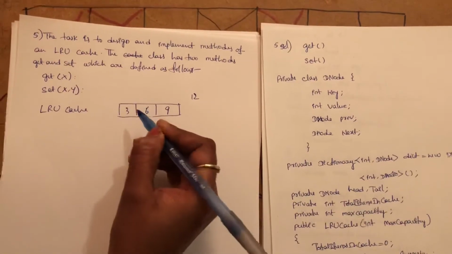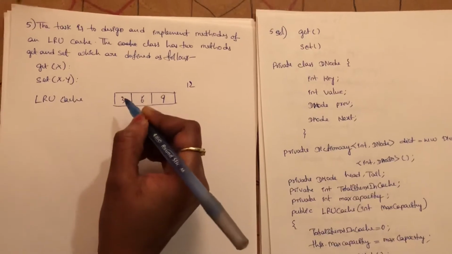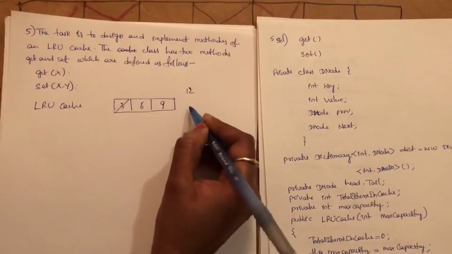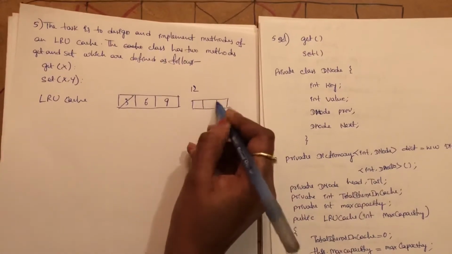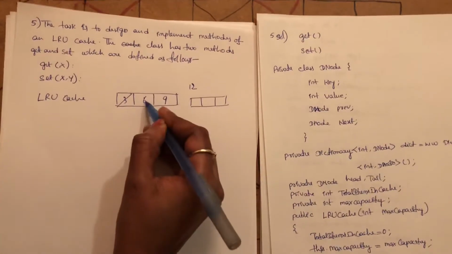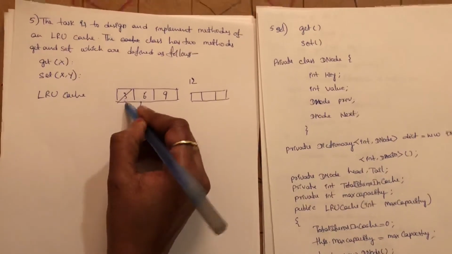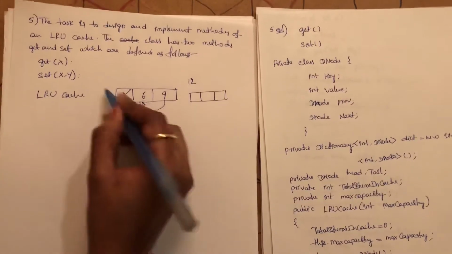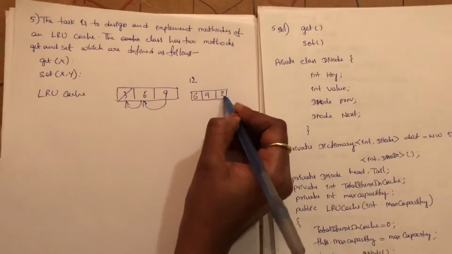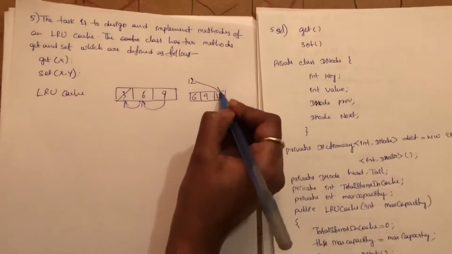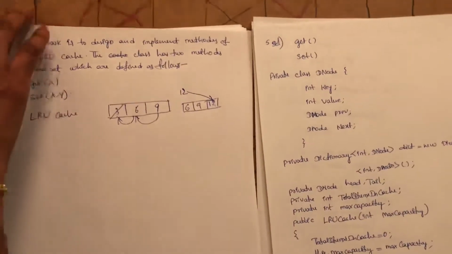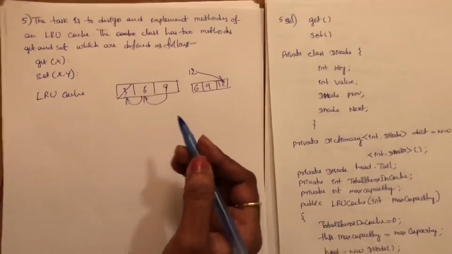We remove the least used element from here, that is 3. Then we remove it, and it will have some space for 12. Then we move this 6 and 9 over to here. We move them, and then it gets some space here. Here we insert 12. So this is how the least recently used cache method works.